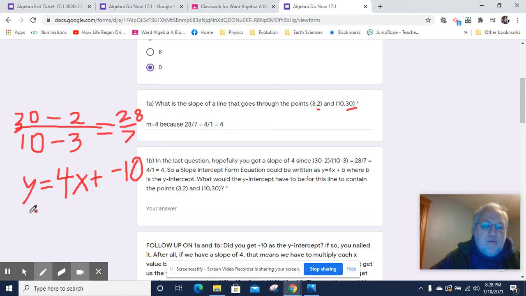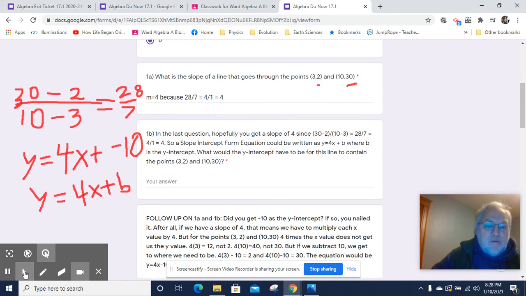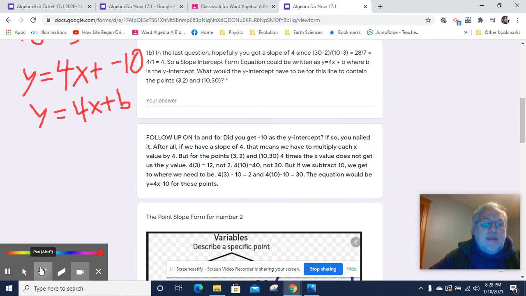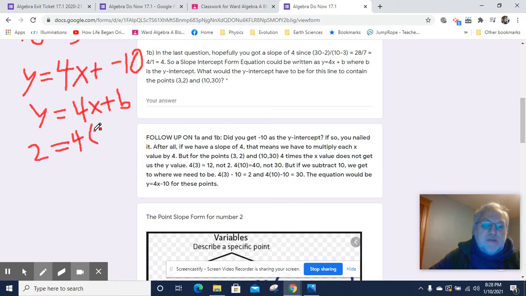We can just say, y equals 4x plus b, where b is the y-intercept. And then we can scroll up a little bit and give myself some more room. Then we can actually take one of those x-y points and plug it in and solve for b. So if y is 2, I can say 2 equals 4 times the x value of 3 plus b.